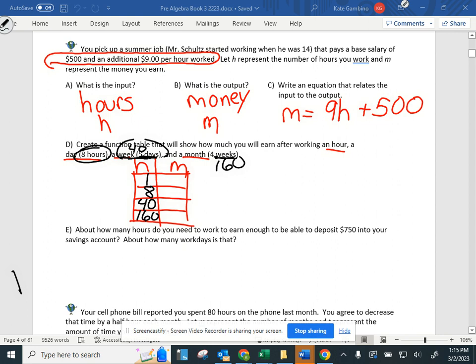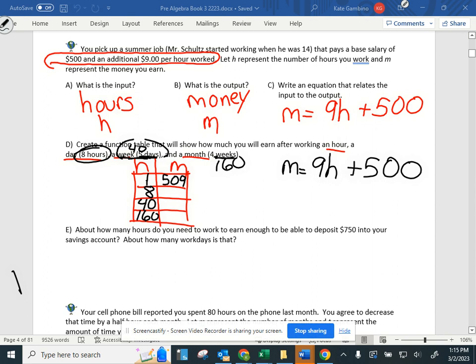So now we have our equation, m equals 9h plus 500. If I put my 1 hour in, how much money do I make? What's my output? James? $509. So I put my 1 in, 1 times 9 is 9, 9 plus 500 is 509. Now I work 8 hours. What do I get, Aiden? 72. Say it again. 72 because you don't get the 500.